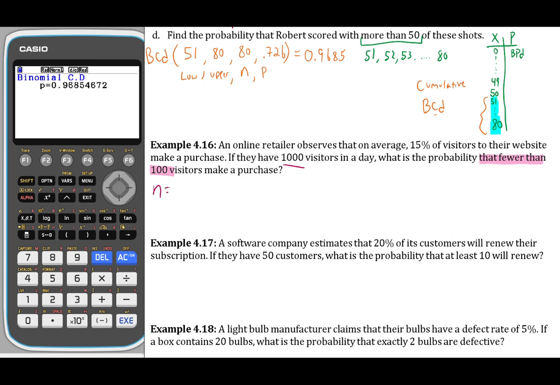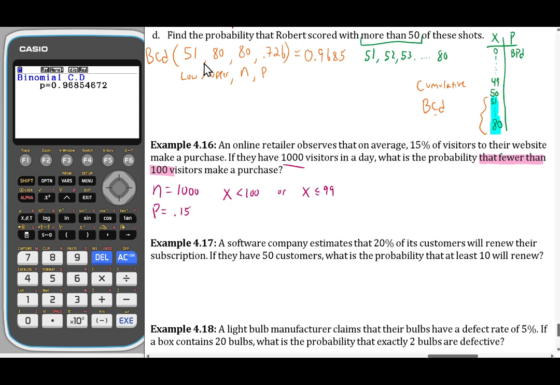So I always like to write down what we're given. In this case, n is 1,000, p is 0.15, and x is fewer than 100. Fewer than 100. Well, that would be less than 100. Or we could write this as x is less than or equal to 99. Because fewer than 100 does not include 100.